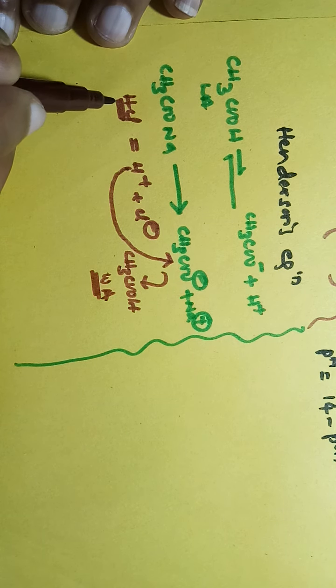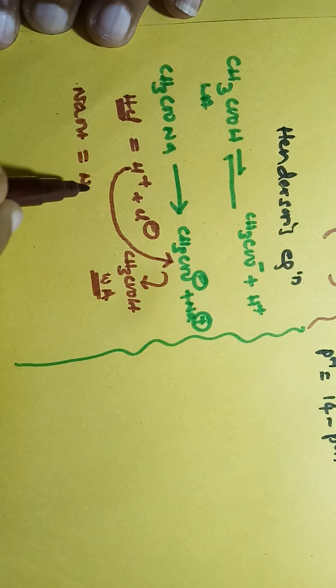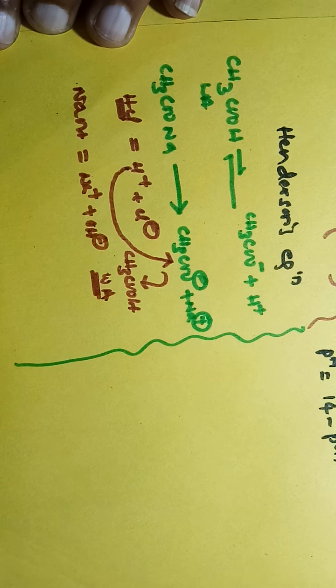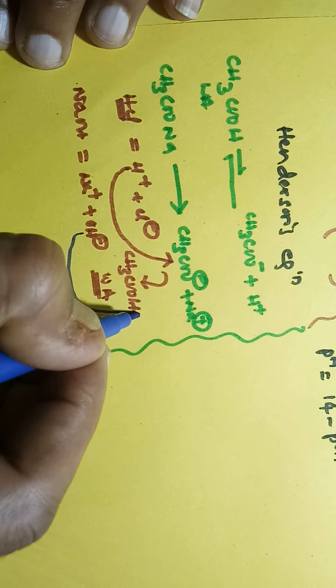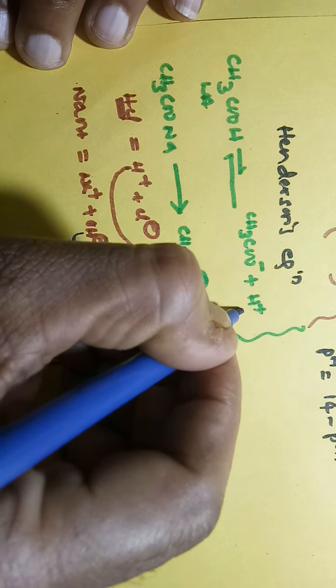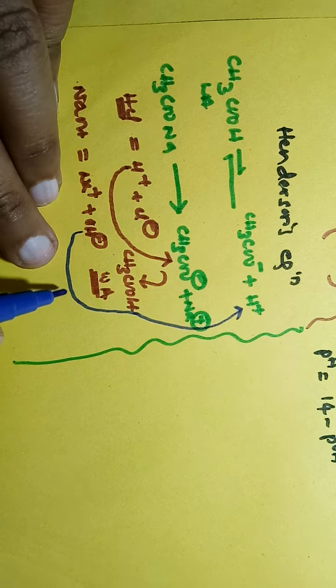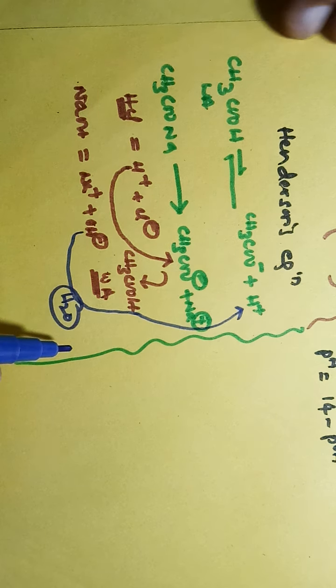If you add a strong base, the base has Na plus and OH minus ions. These OH minus ions combine with the H plus ions of the acid and form a water molecule. Due to the formation of water, there is no change in the pH value.